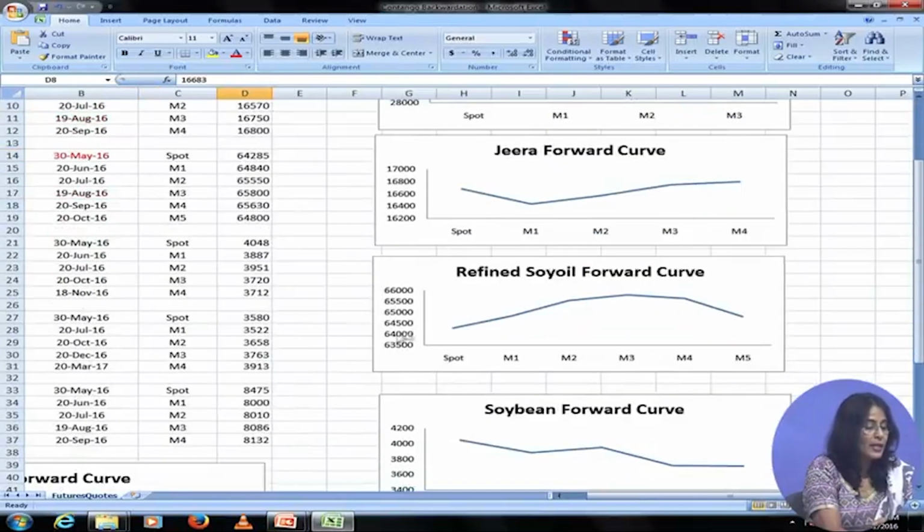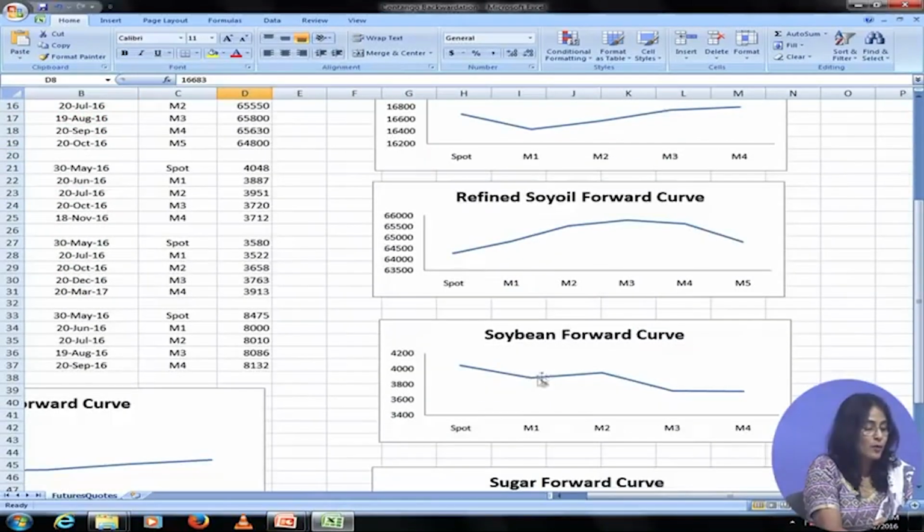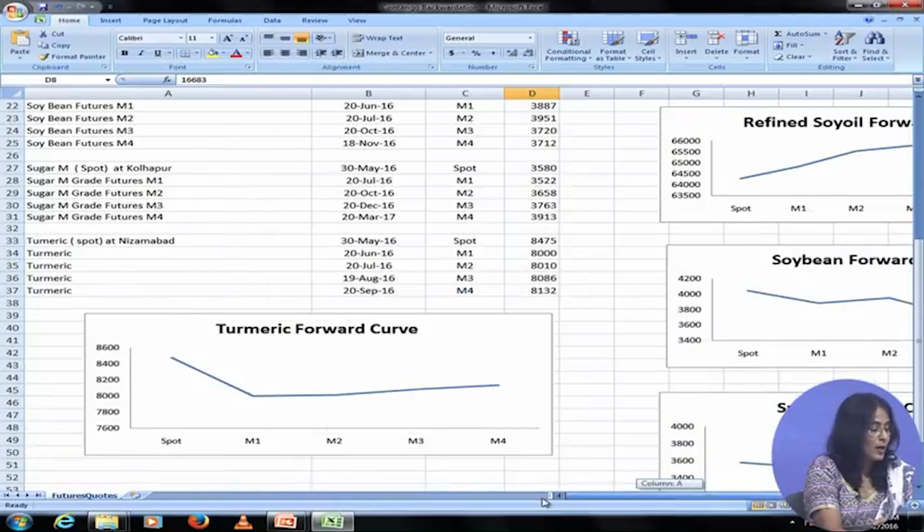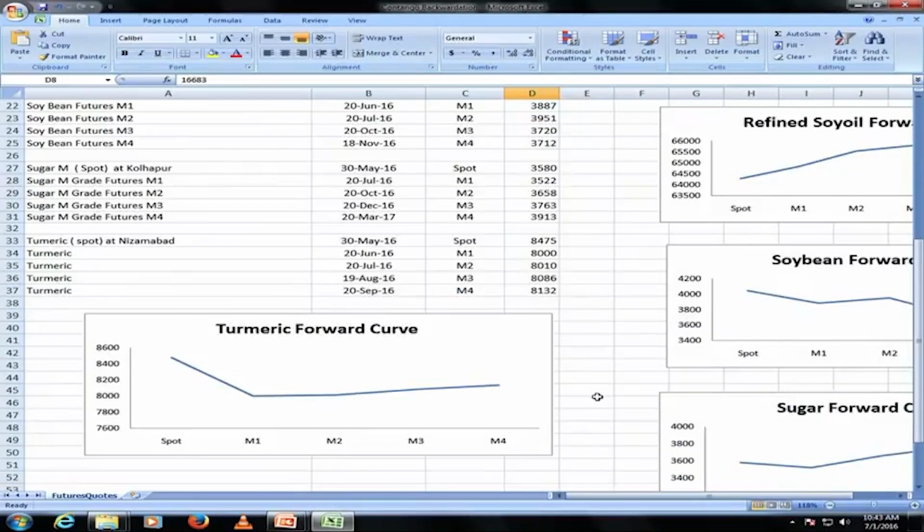So if you see, the JIRA forward curve is a combination of both contango and backwardation. Similarly, you have the refined oil forward curve, the soybean forward curve, the sugar forward curve, and the turmeric forward curve. Some commodity may be purely contango, some commodity may be purely backwardation, and some commodity may be a combination of contango and backwardation. All kinds of situations we may get to see depending upon the commodity contract which we are considering.